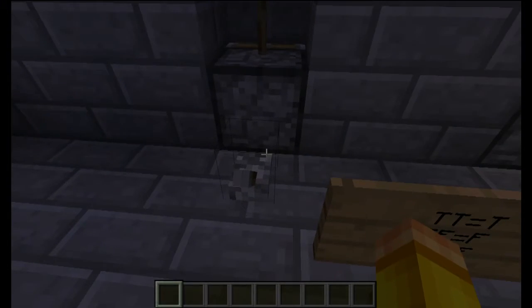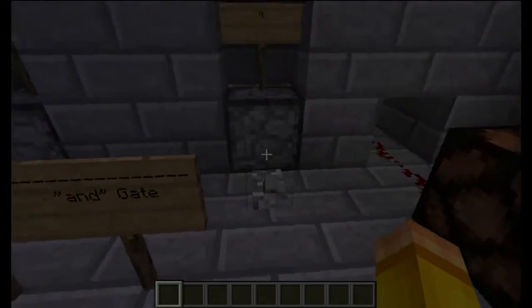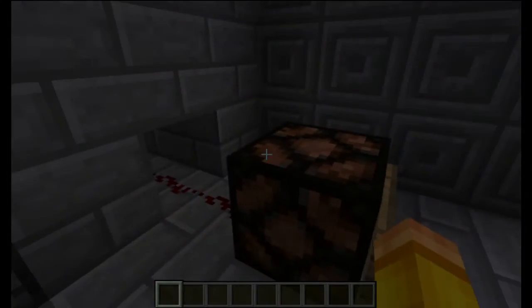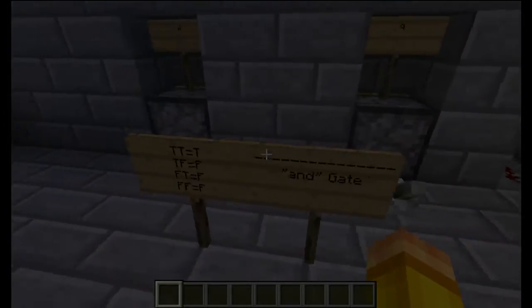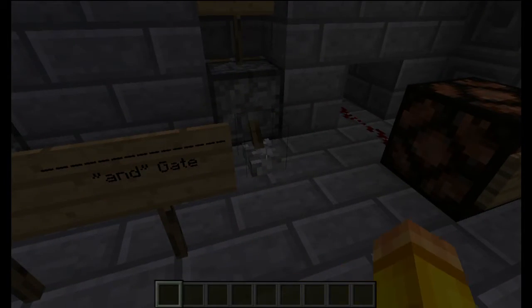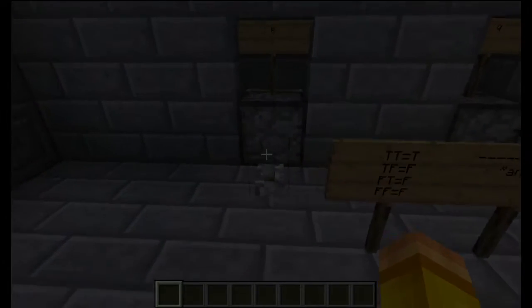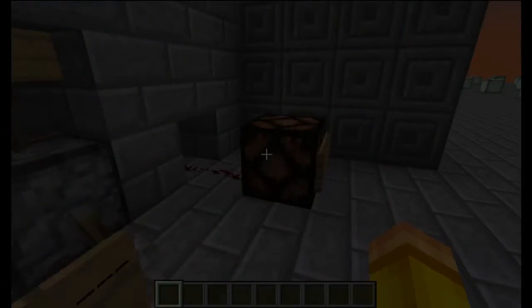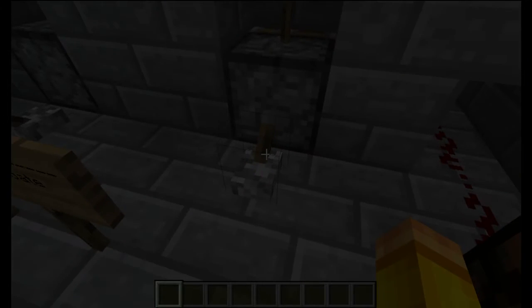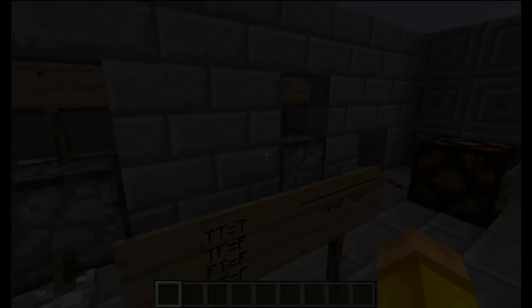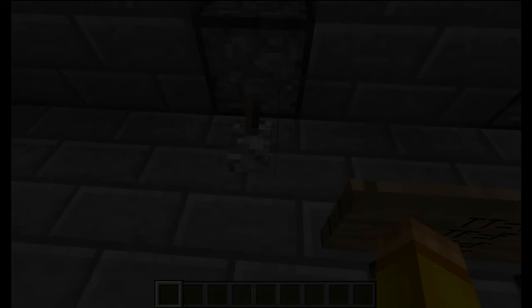So if this is false and this is false with an AND gate, neither of them are true, so obviously this isn't going to turn on. This is going to be false. But let's just say we turn this one on. Well, the other one is false, so since both of them are not true, this is going to stay false. Let's take that back, and what if I put this one? Since this one is true and this one is false, it's still going to be false since they are not both true.